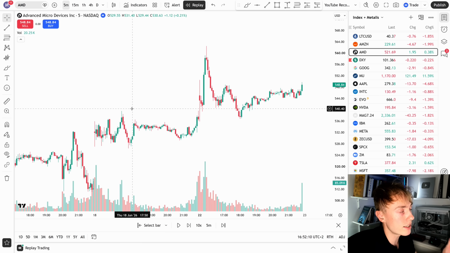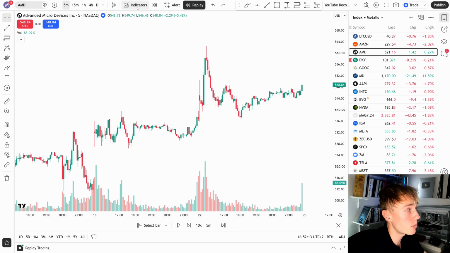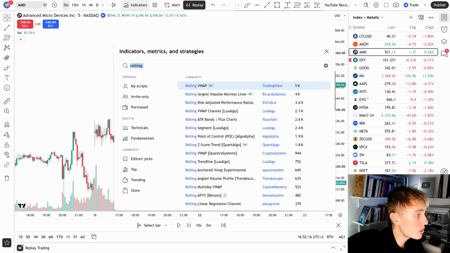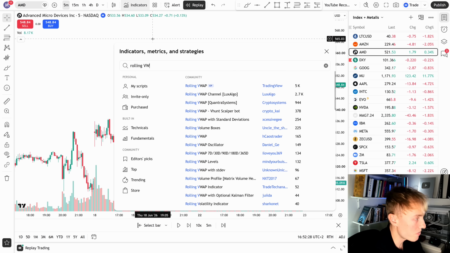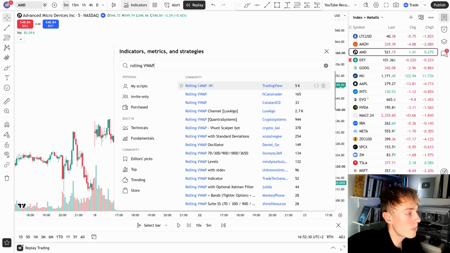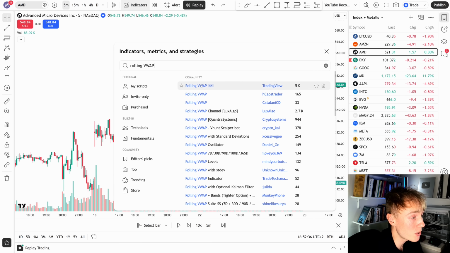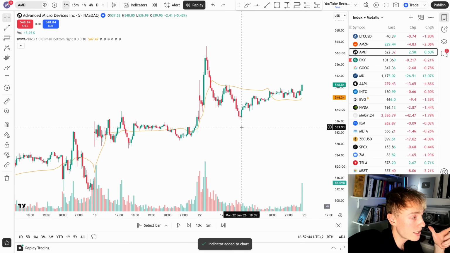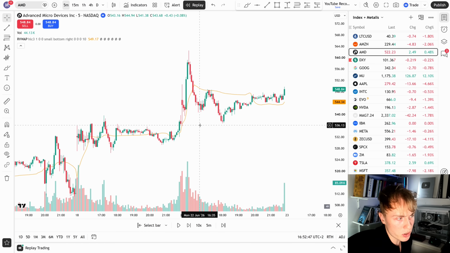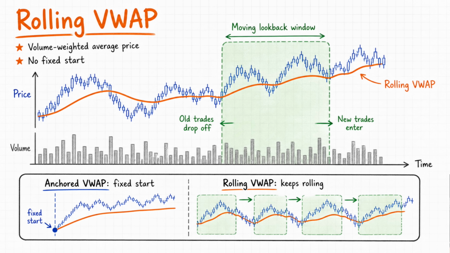And so now I have deleted the old VWAP, and to open up the new VWAP, we once again want to go up here to the indicators tab, and what you want to search for here is rolling VWAP. As always, we have tons of rolling VWAPs created by the TradingView community, but you want to make sure to open this one that is created by TradingView, and it has an editor's pick reward. So you open up this indicator right here, and now you will see that only a line appears on the chart. And this line right here is a VWAP that doesn't have a starting point.